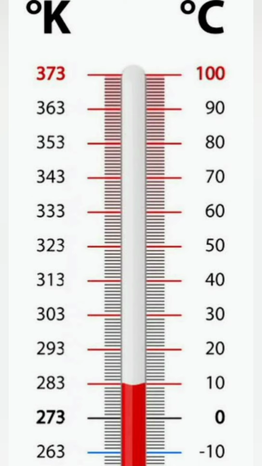A change of temperature of 1 degree on the Kelvin scale is equal to a change of 1 degree on the Celsius scale. The melting point of ice is 273 Kelvin on the Kelvin scale. The boiling point of water is thus 373 Kelvin.